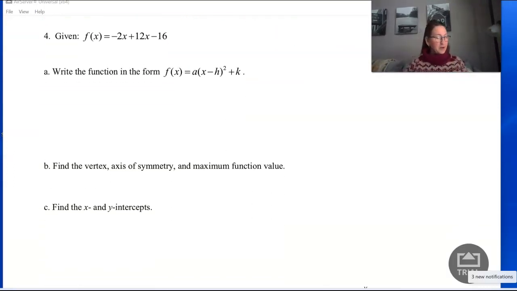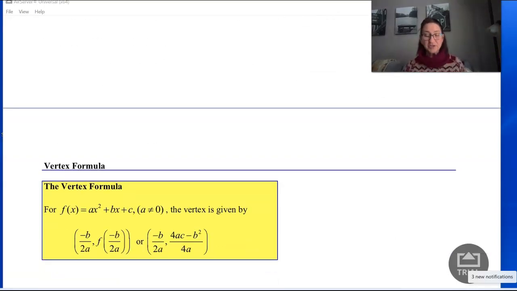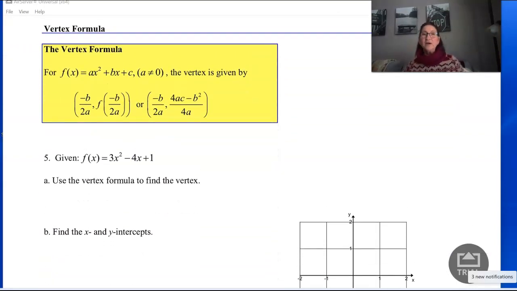All right, here we go. For time purposes, I'm just going to move on to the next thing, which is the vertex formula. So, yes, one great way of finding the vertex is the strategy we just used, to go from a quadratic function in standard form and put it into vertex form. Super easy to pick the vertex off.